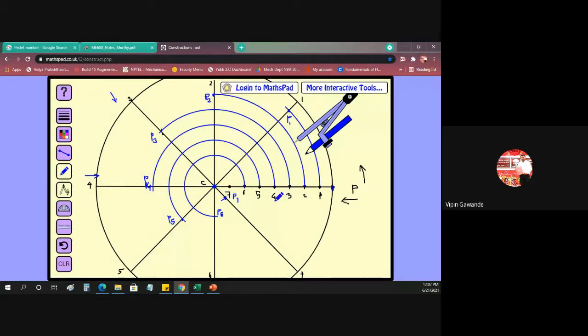Okay. So if you see on C7, this distance is how much? It is 7 divisions. 1, 2, 3, 4, 5, 6, 7 divisions. So this is how the P point moves. Okay. So in every turn, it takes one division inward. 1, then here 2, then here 3, then 4, then 5, then 6, and this is 7. And lastly, it goes to the center.